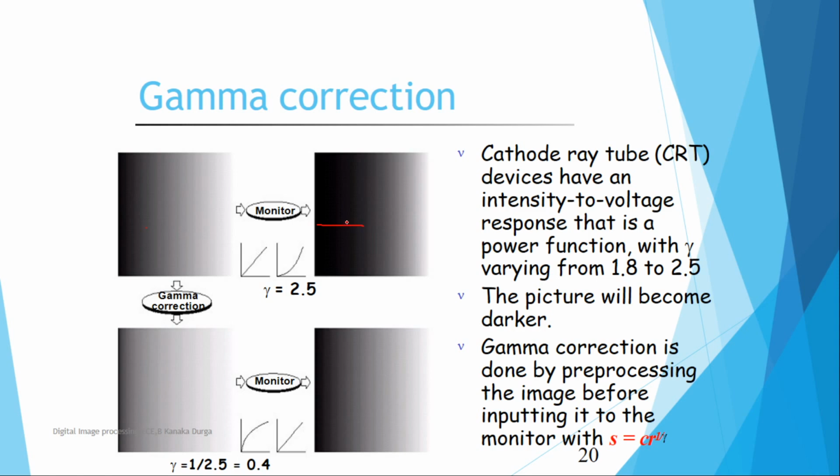In order to overcome this problem, we go for gamma correction. The gamma correction value we consider is 1 by 2.5, which is 0.4. If I apply the gamma correction on this image, it nullifies the problem that arises in displaying with respect to the CRT tube properly. The picture, which was darker, has changed to brightish in nature. It displays properly for human perception.